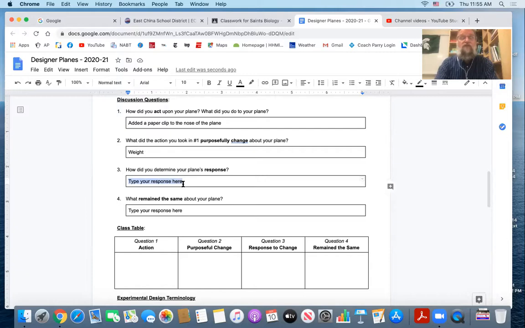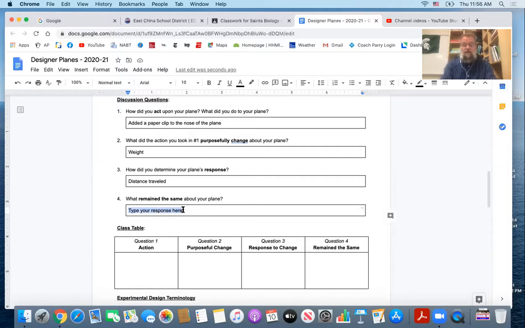How did you determine your plane's response? Well, we had decided as a class that the distance traveled was going to be an indicator of whether our change in the independent variable made a difference or not. So when you added the paperclip, if it didn't go any further or it traveled less far, wow, speak English, then we can't reject our null hypothesis, and it was not a valid choice. However, if we can show the plane with the paperclip did go further, that's how we know that it made a difference.